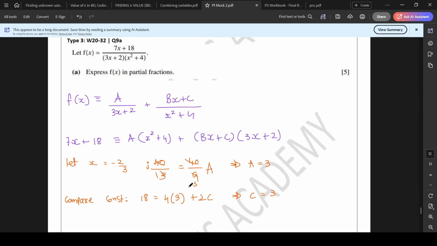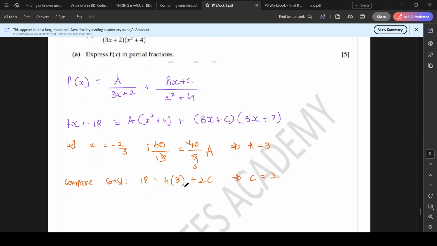Now what I can do is compare the x square coefficients. On the left hand side, there is no x square. On the right hand side, I have a and 3b. Is there anywhere else I can form an x square coefficient? No. So my b is equal to minus 1.